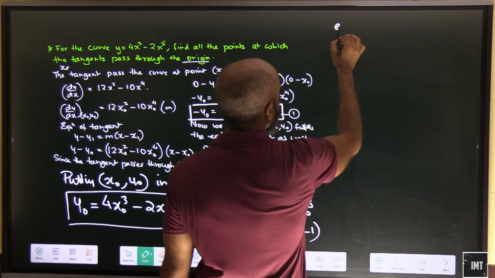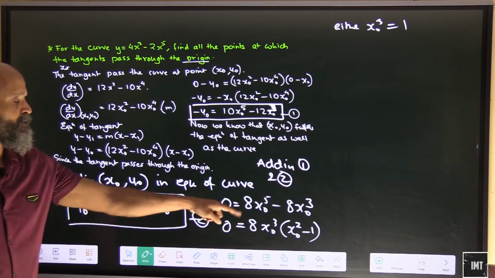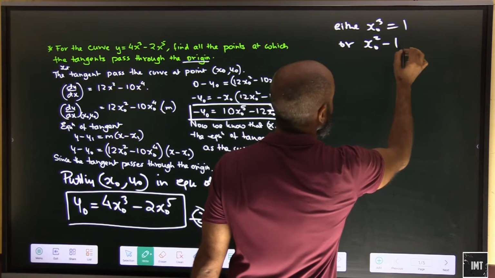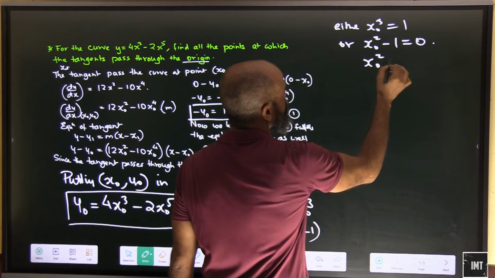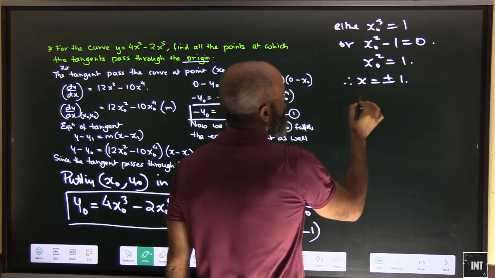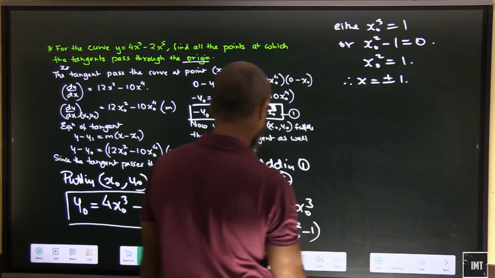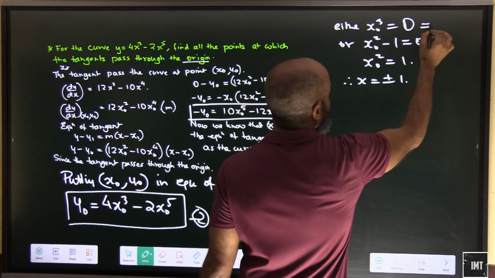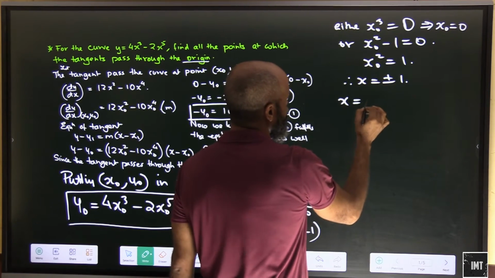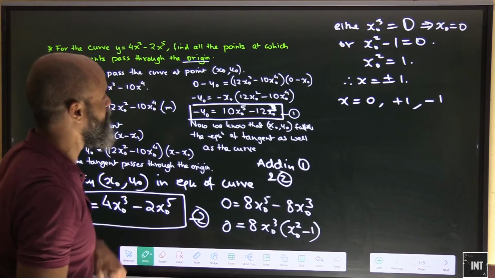So we have either x naught cube is equal to 0, or x naught square minus 1 is equal to 0, that is x naught square is equal to 1. Therefore x is equal to plus minus 1. So x naught cube is equal to 0 would mean x naught is equal to 0. So we have three values of x, that is 0, plus 1 and minus 1. Accordingly we will have three values of y as well.